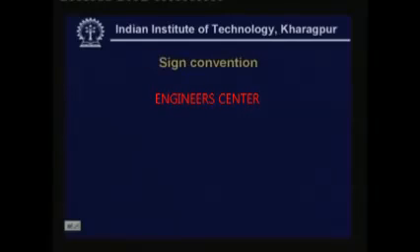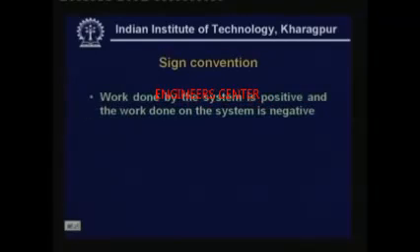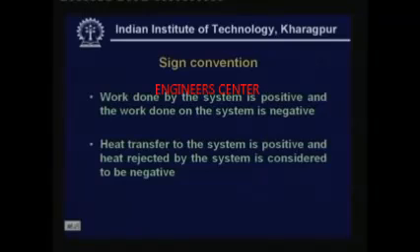Now, what is the sign convention followed? Generally in thermodynamics, the sign convention is like this: work done by the system is considered to be positive and work done on the system is negative. And as far as heat transfer is concerned, heat transfer to the system is positive and heat rejected by the system is considered to be negative. So, as far as possible, we will be following the same sign convention throughout this course.